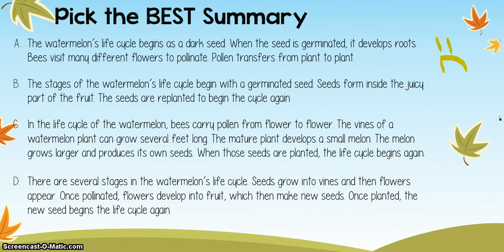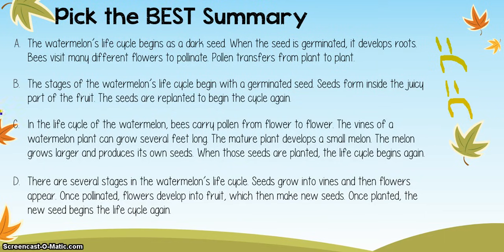Now let's look at B. The stages of the watermelon's life cycle begin with a germinated seed. Seeds form inside the juicy part of the fruit. The seeds are replanted to begin the cycle again. Again, this is an incomplete summary because it doesn't mention anything about pollination, and that's actually the title of one of my sections, so I know it's very important. So this is a bad summary.